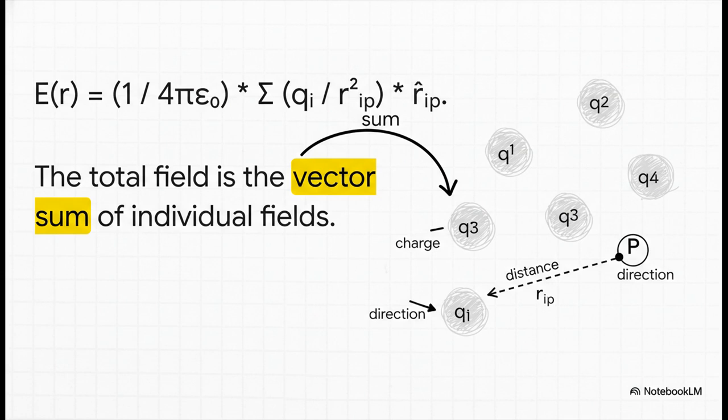Well, for each individual charge, which we label i, we take its charge value, Qi, divide by its distance squared from our point, and then, this is important, multiply by this little r hat. That r hat is a unit vector. Think of it as just a little arrow whose only job is to point us in the right direction for that one field. So really, the whole formula is just a precise recipe for what we just said. Find each field vector, then add them all.